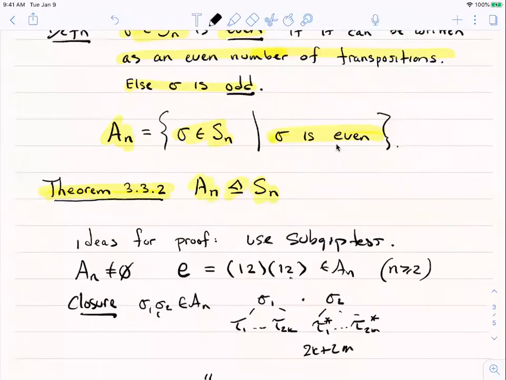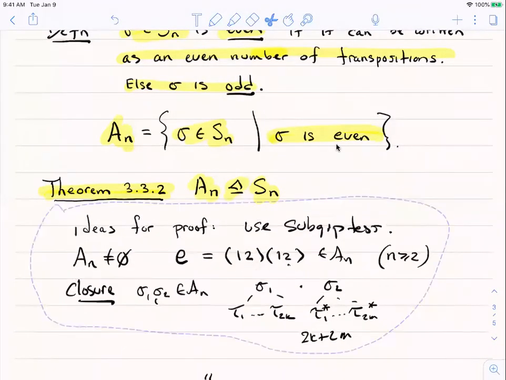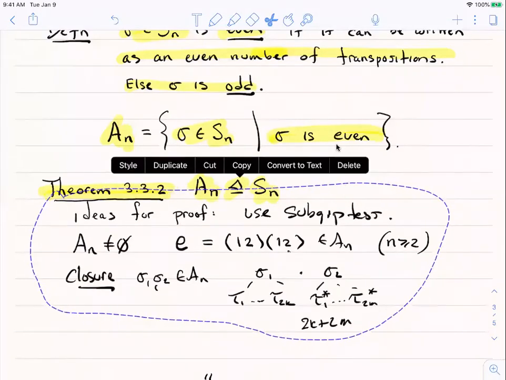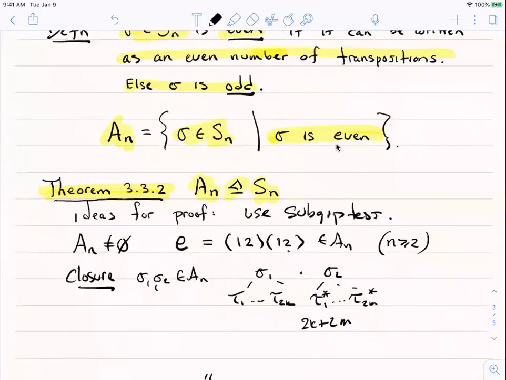And 2k plus 2m is going to be even. So there's kind of an idea about closure. And I didn't give myself a lot of room here. Actually, let me see if I can give myself some more room here, just by sliding that up a little bit. Now we have some room for inverse, the third part.